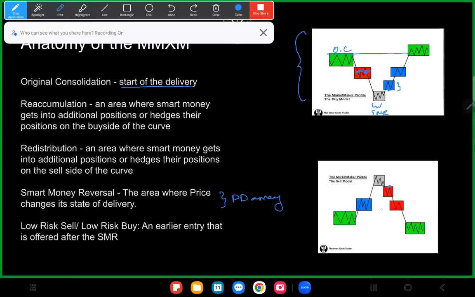All right, and then same thing on this example right here. I'm pointing towards this one right here. So here's that original consolidation, OC. Here's that reaccumulation level. Here's that smart money reversal, price changing its state of delivery. And then here is that redistribution, and then once we take this level out, that is our terminus. All right, so that's that anatomy of a market maker model. Now let's go on and move on to the next slide.